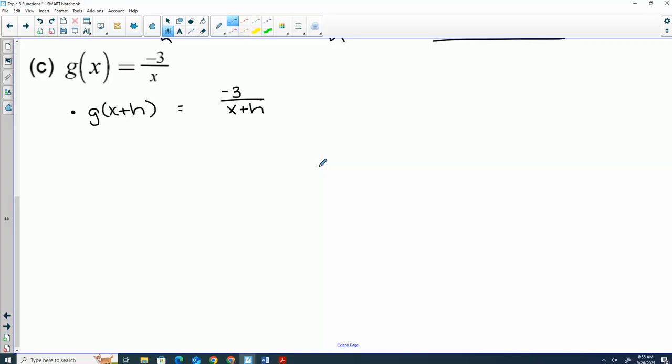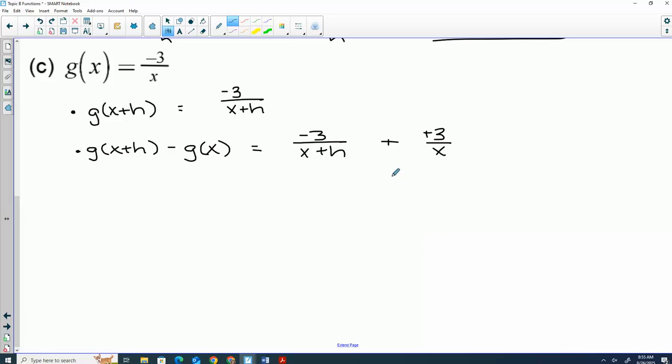Is there anything I can do after that? No. Okay, so that's it. So then we have to take that answer and subtract the original function. So negative 3 over x plus h, and we subtract the original negative 3 over x. So first of all, if we have minus and negative, we switch our signs, so it's plus positive.